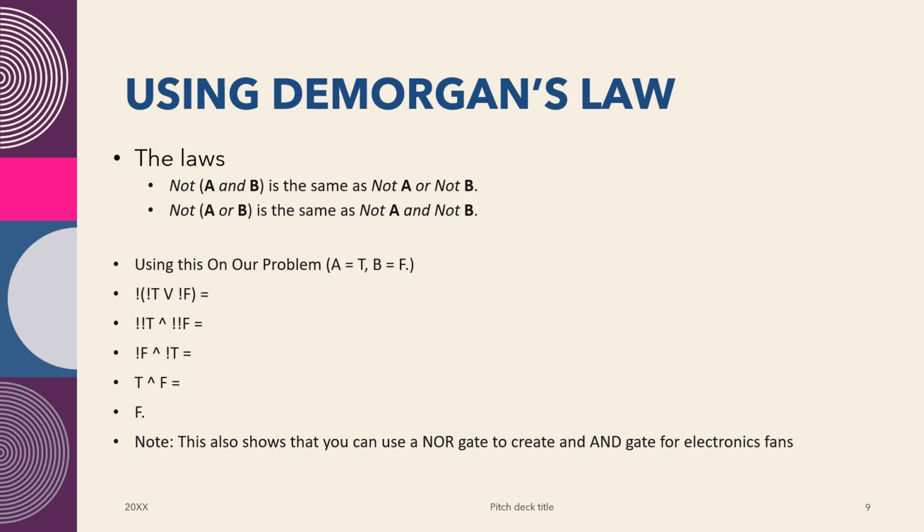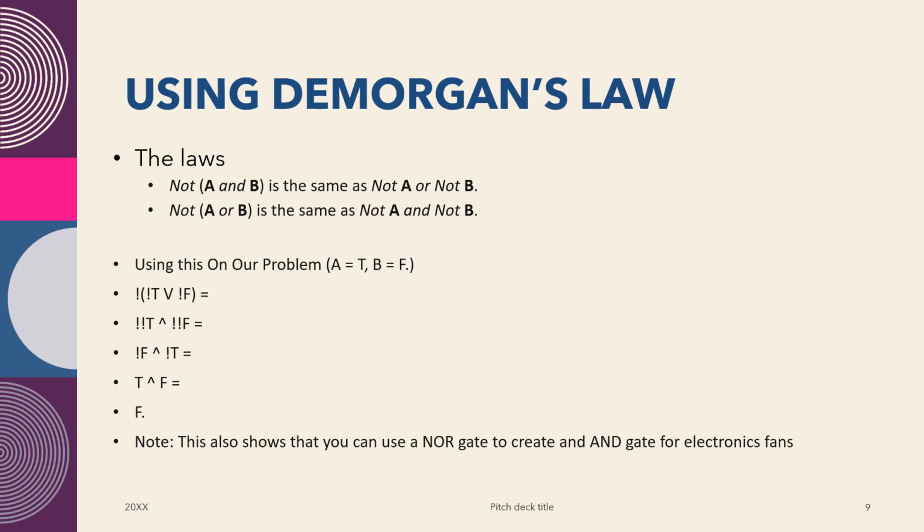And with that being said, I'm going to bring up something I also mentioned earlier. I mentioned something called De Morgan's Law. For those of you who are interested, De Morgan was one of the math tutors for Ada Augusta King, Countess of Lovelace, who many people give credit for being one of the first programmers. The laws are this. Not in parentheses A and B is the same as not A or not B. Not in parentheses A or B is the same as not A and not B.